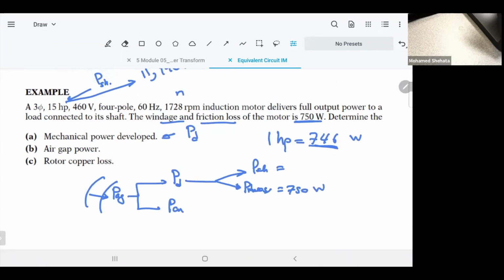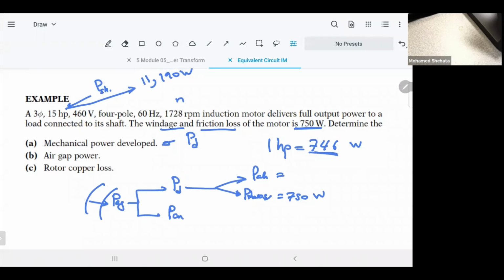And the power output on the shaft that you are using, that you can use, is 15 horsepower, that's 11,190 watts. So what's the developed mechanical power? You add them. It's not nuclear science. Just add them, and you get the developed mechanical power. That's what's supposed to be used, but because of the mechanical loss, you get 15 horsepower. So if you add them, what do you get? 11,940 watts. That's the mechanical power developed in the rotor.